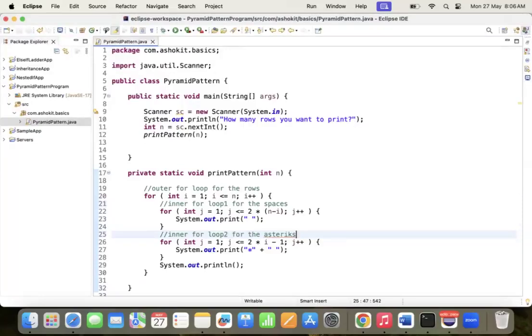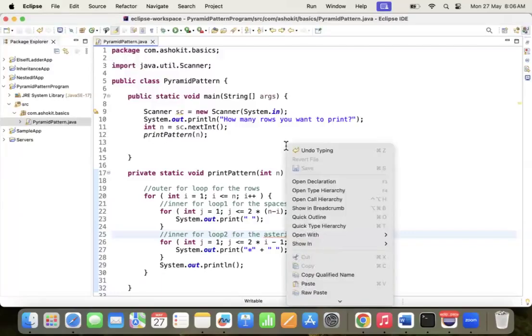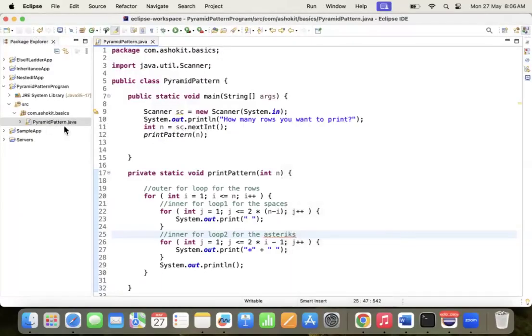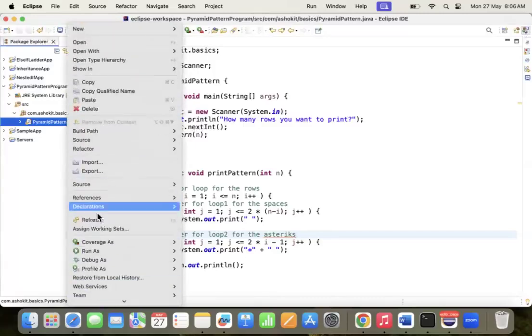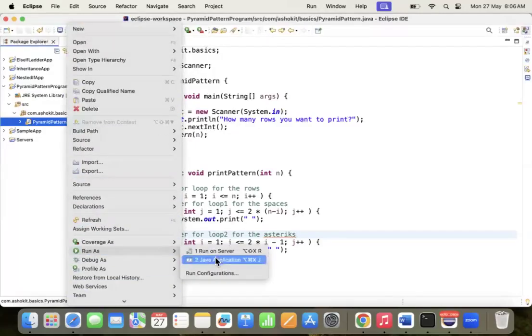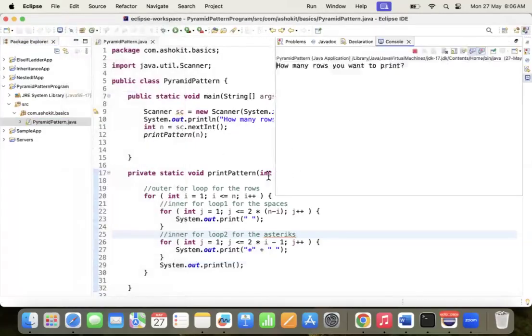Okay, let's run this program, folks. Yeah, let's run this program. We have run as Java application. Enter how many rows you want to print. Let's say I want to print 5 rows. Yes, are you getting the pyramid pattern now? This is what is called a pyramid pattern.